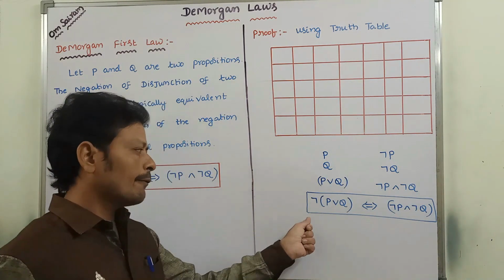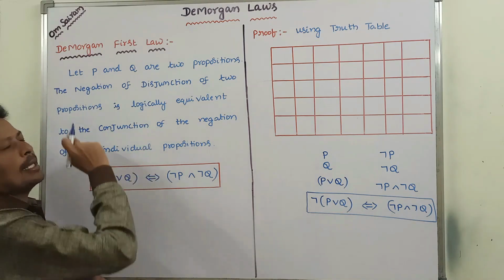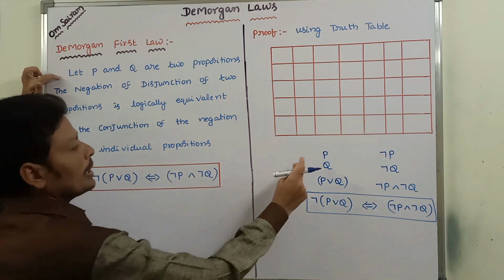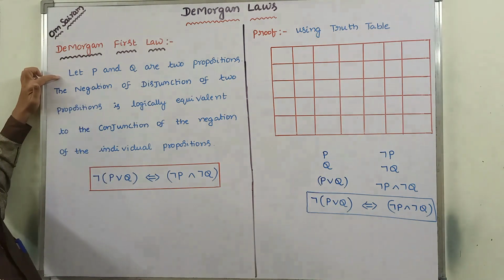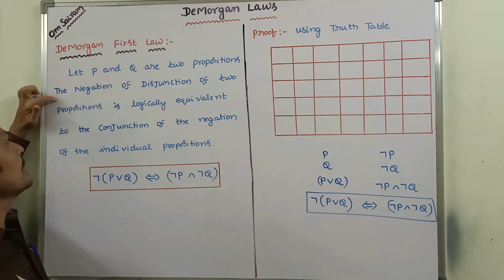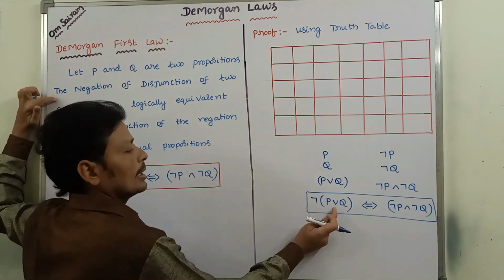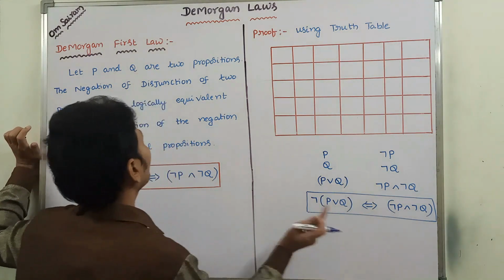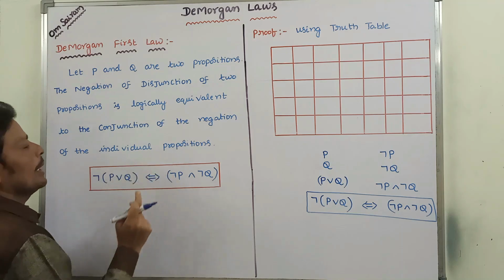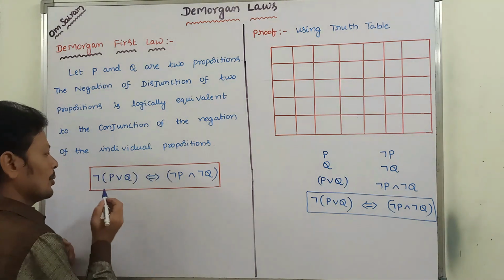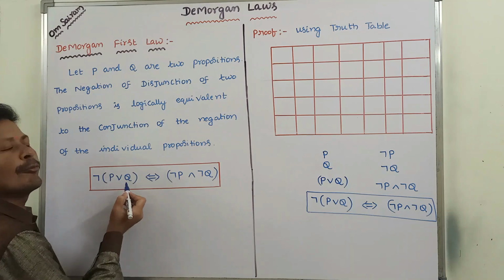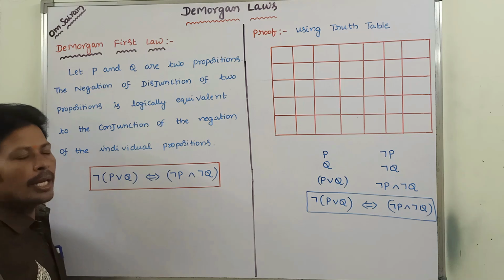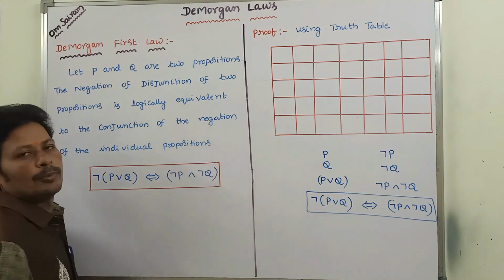Whatever I am telling is the statement form of De Morgan's first law. Let P and Q be two propositions. The negation of the disjunction of two propositions is logically equivalent to the conjunction of the negations of the two individual propositions. That is, negation of (P or Q) is logically equivalent to negation P and negation Q.